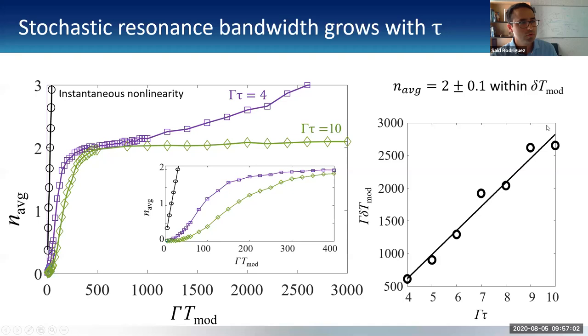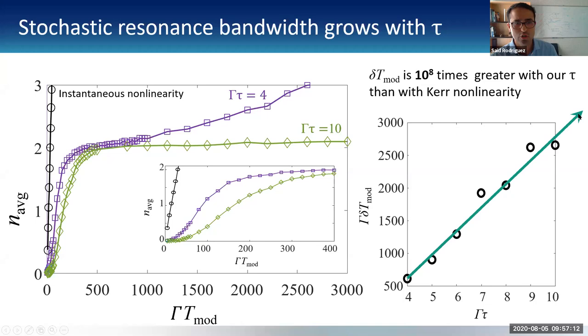So this green curve is this data point. The purple curve is all the way down here. And the instantaneous is all the way down there. If I extrapolate this curve to the tau of our experiment, which is about 10 microseconds, you find that the bandwidth for stochastic resonance in our non-Markovian system is 8 orders of magnitude greater than for a Kerr nonlinearity. So this means that our system can harvest fluctuations across a very, very large frequency range, right? So basically, regardless of the signal that you put, noise within this huge bandwidth will play a constructive role.